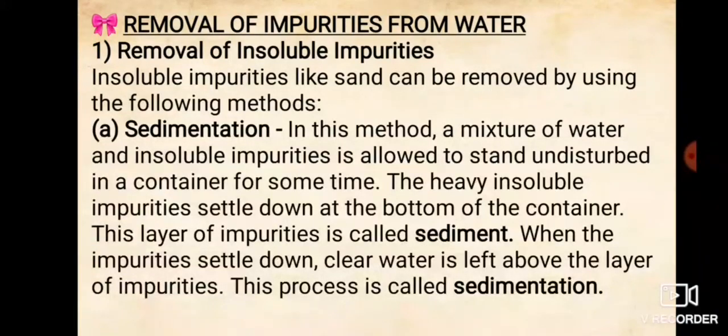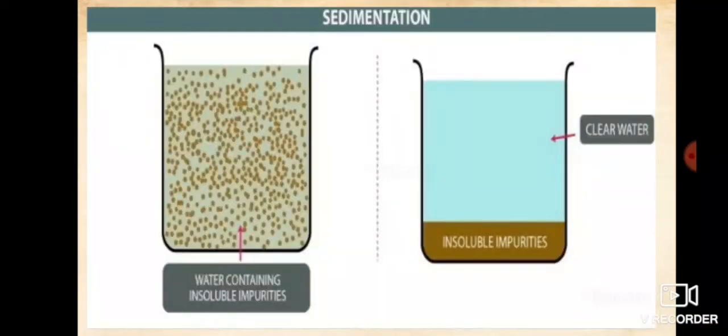Removal of impurities from water. Removal of insoluble impurities. Insoluble impurities like sand can be removed by using the following methods. Sedimentation. In this method, a mixture of water and insoluble impurities is allowed to stand undisturbed in a container for some time. The heavy insoluble impurities settle down at the bottom of the container. This layer of impurities is called sediment. When the impurities settle down, clear water is left above the layer of impurities. This process is called sedimentation.